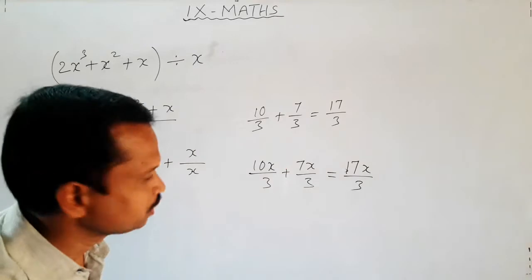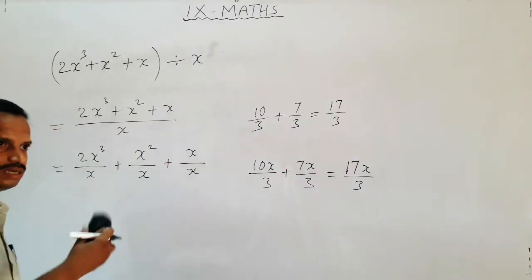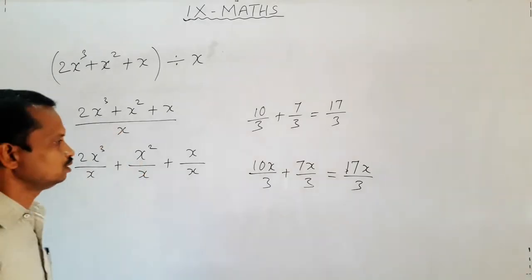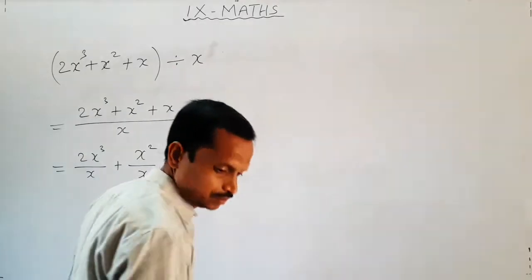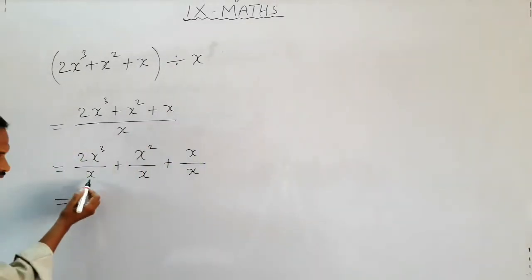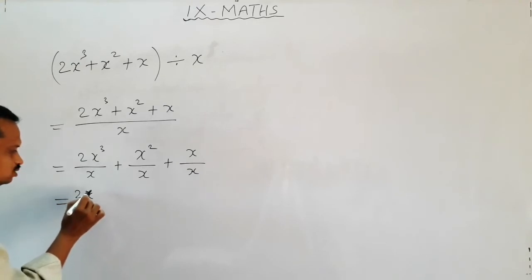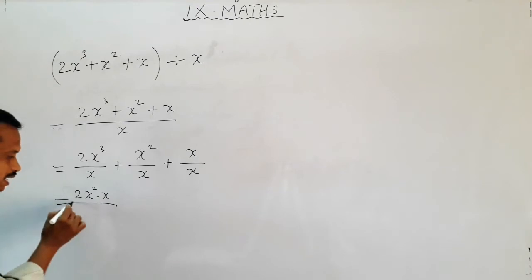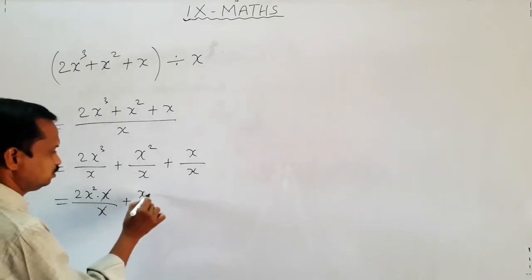But here we have different terms. The variable is x, but the terms are different, so we have to divide each by x separately. Now x cube is in the numerator, but x is in the denominator. So x cube by x, what happens? 2x square into x, we write this by x. So x cancels, and plus x into x.